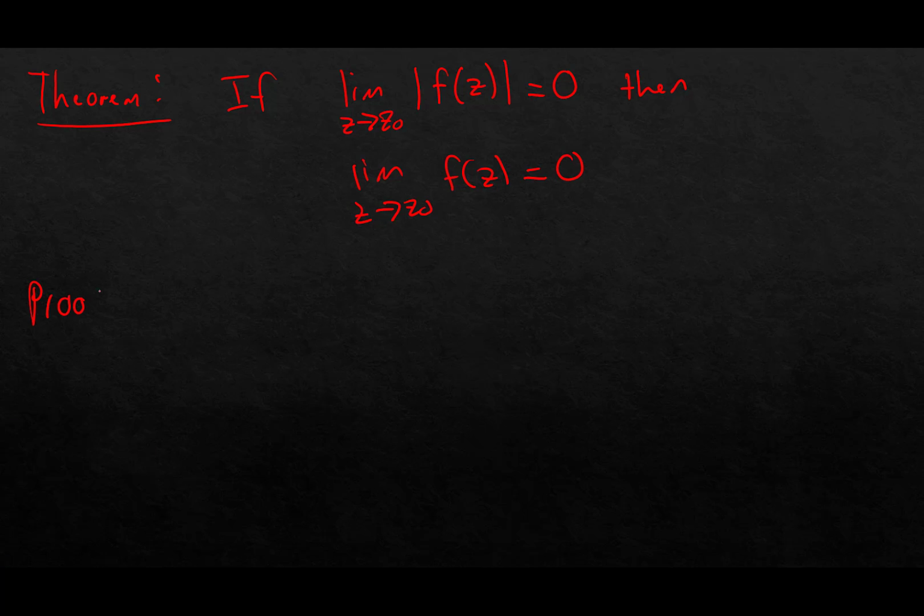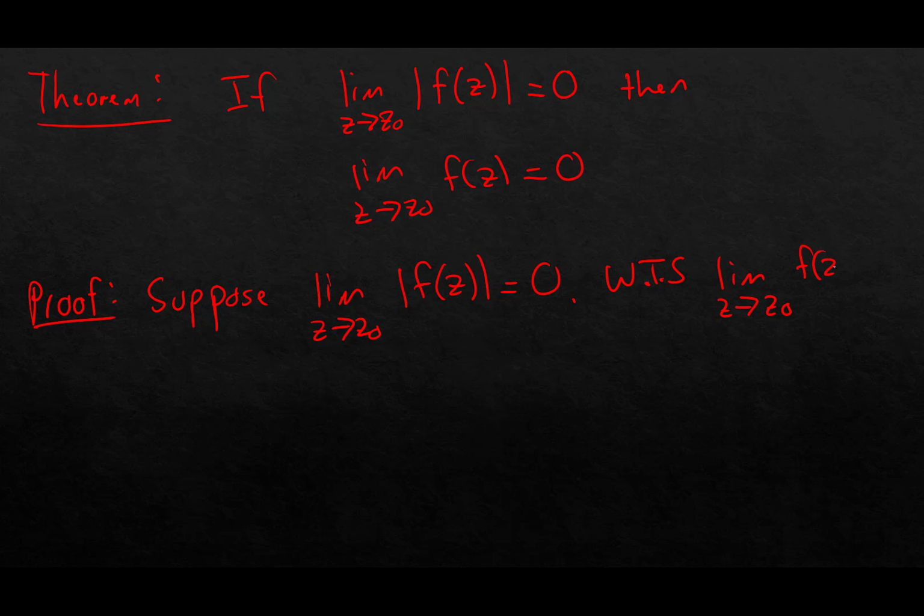So proof. Okay, so suppose the limit as z approaches z naught of the absolute value of f of z is equal to 0. We're going to try to show, WTS, the limit as z approaches z naught of just regular f of z, so not the modulus of it, is also equal to 0. Now, how do we prove limits, or what do we use to prove limits? We're going to need the epsilon delta proof. So let epsilon be greater than 0.